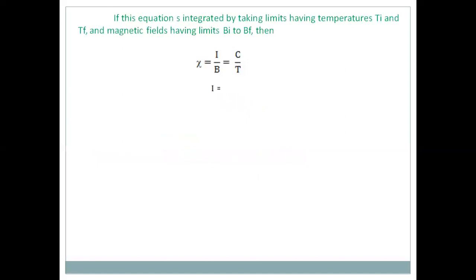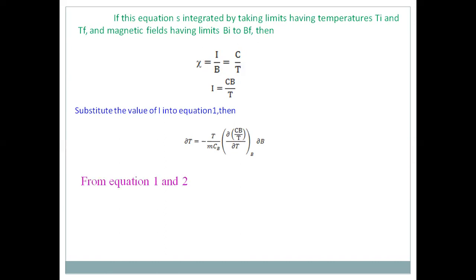From this, I is equal to C by T into B. When we substitute this value into the above equation, that is equation 1, the change in temperature ∂T is equal to minus T by mC_B into ∂ by ∂T of I, where I is replaced by CB by T. So by integrating this equation, the integration of ∂T is T_f minus T_i, the final temperature minus initial temperature, equal to minus T by mC_B into the integration of ∂ by ∂T of CB by T, dB.